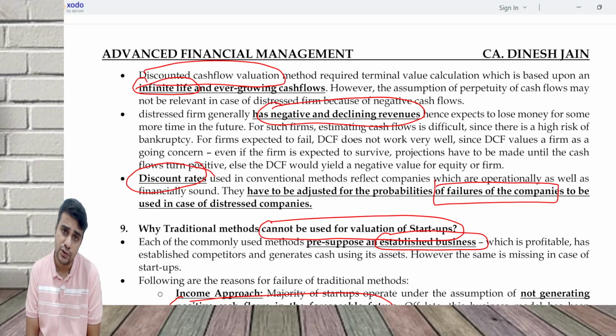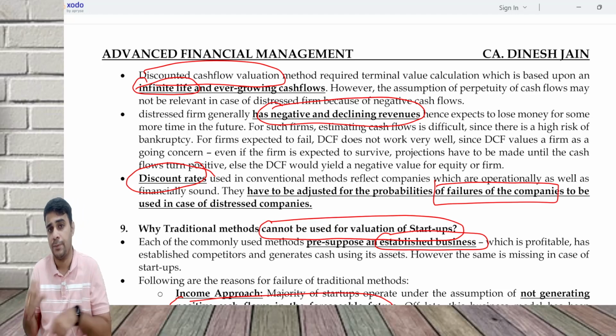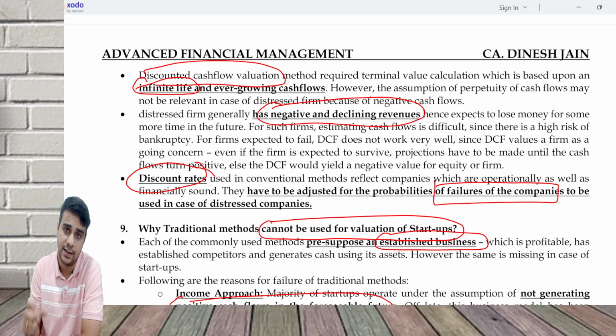The asset-based method cannot be used for a startup because most of the value for a startup comes from intangibles like your brand strength, or something called software which has been developed. So a lot of the value comes from intangible factors.